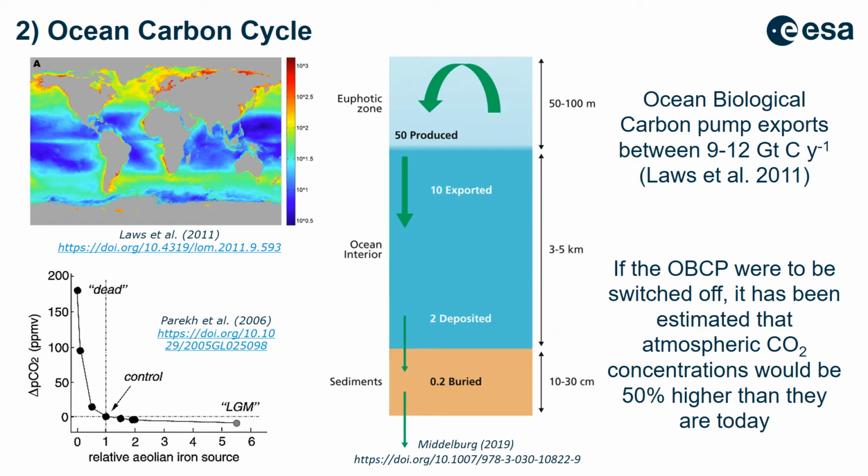Now, just to put into context how important the ocean biological carbon pump is. This is the process where phytoplankton convert DIC to organic carbon, and then some of that carbon can sink through the ocean and be locked away at depth. So it's believed that the ocean biological carbon pump exports between 9 and 12 gigatons of carbon per year, as estimated from this Laws study shown there.